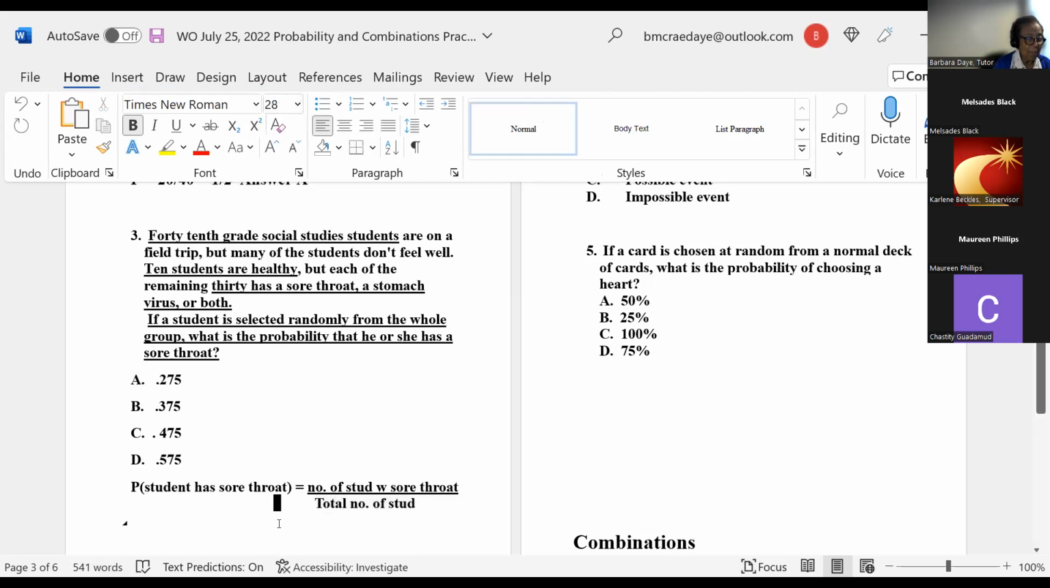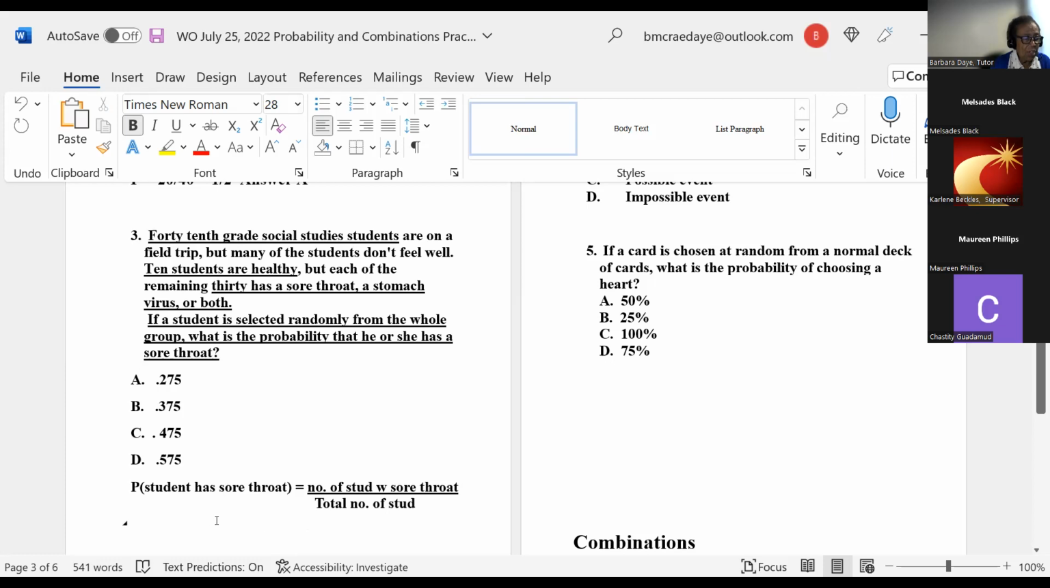All right. Now, how many healthy students are there? There are 10, right? 10. 30 has a sore throat, stomach virus, or both. Now, if 30 has a sore throat, stomach virus, or both, right?